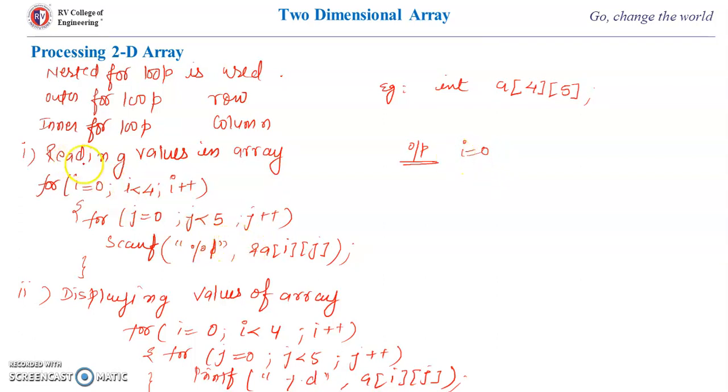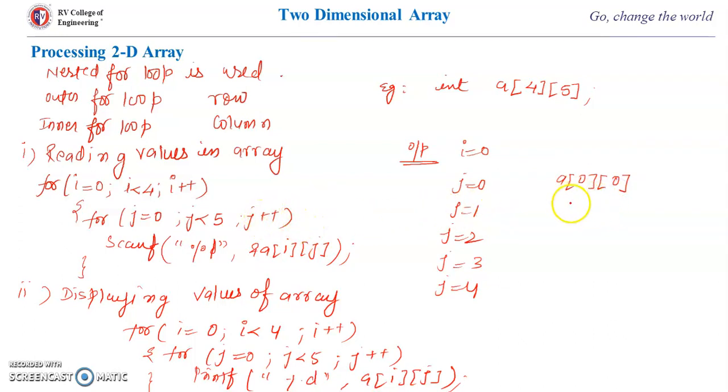Okay, so when i is equal to 0, the condition is true, 0 less than 4, we will enter inside the body of the loop. So this is the body of the loop. Now j value is 0. So for i 0, j 0, j 1, j 2, j 3 and j 4. So 5 times this will be executed. When j is equal to 0, the condition is true, then this value a[0][0] will be taken from the user, and then we will increment the value of j.